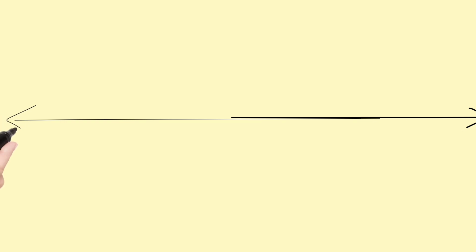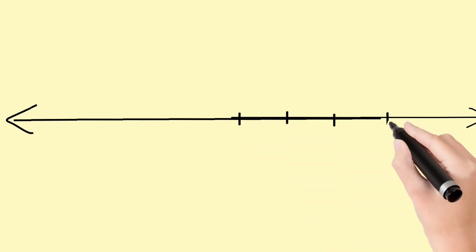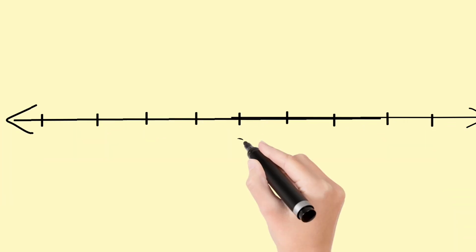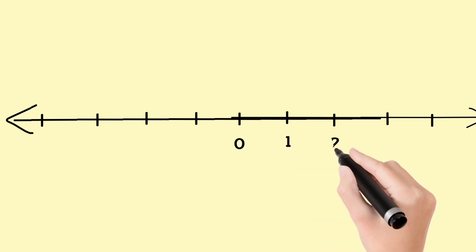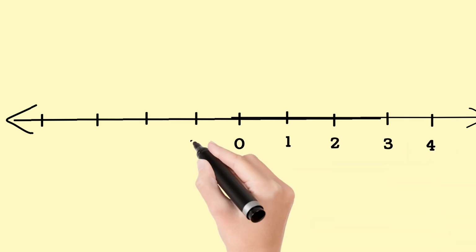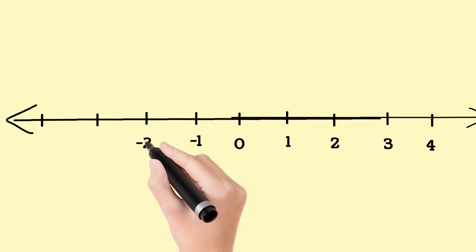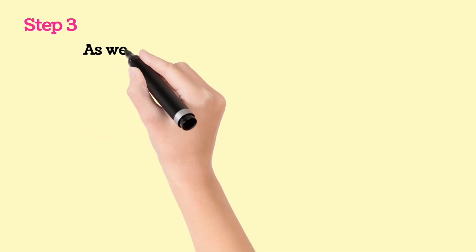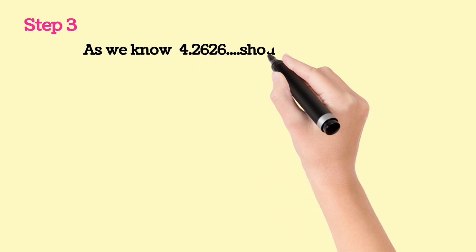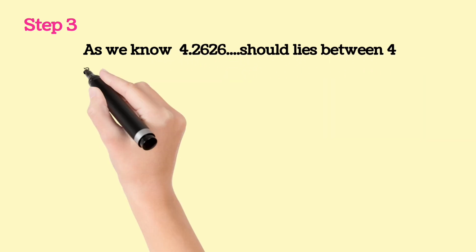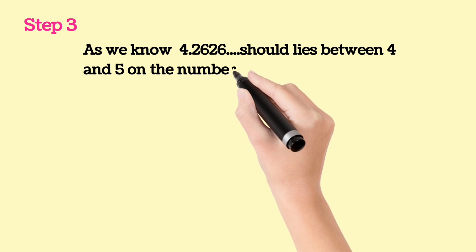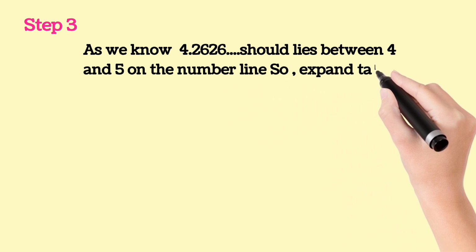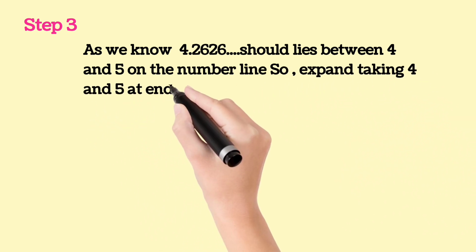Draw a number line with an arrow at both ends, then equally divide it with a scale of 1 and then mark 0 in the middle, then 1, 2, 3, 4, -1, -2, -3, -4 and 5, then circle 4. Step 3: as we know 4.2626 up to infinity should lie between 4 and 5 on the number line, so expand taking 4 and 5 at the ends.